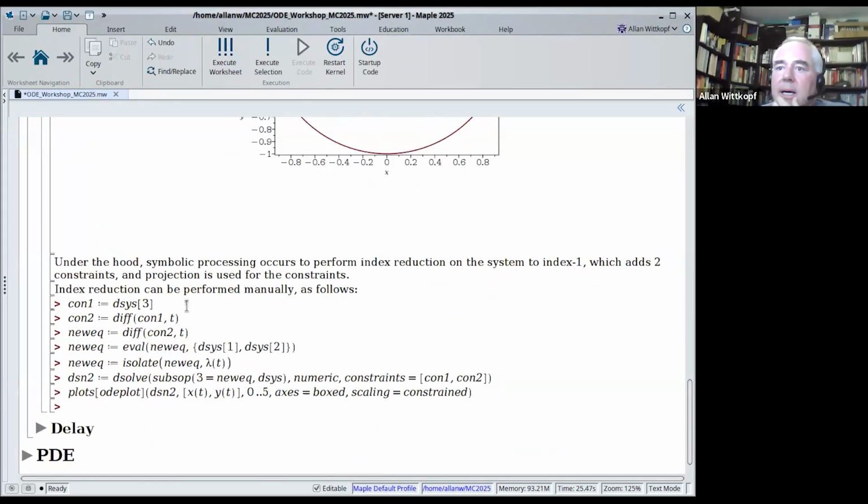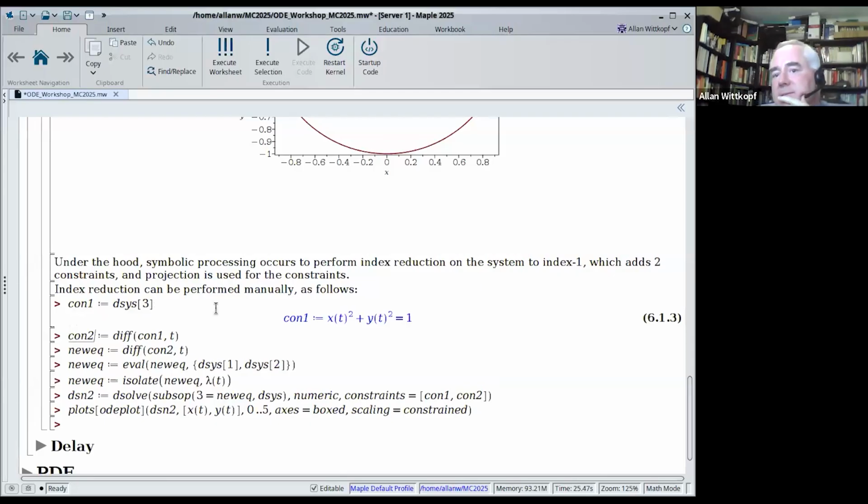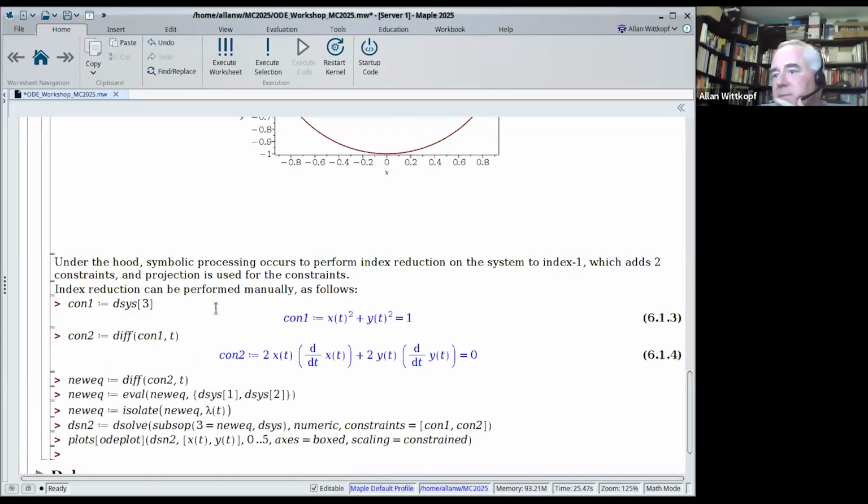So I'm just going to show, for a simple example like this, what is projection, or sorry, what is index reduction? Because we just start out with our constraint. We differentiate once and we get a differential equation, two variables.